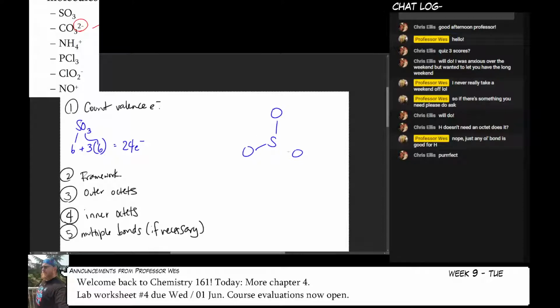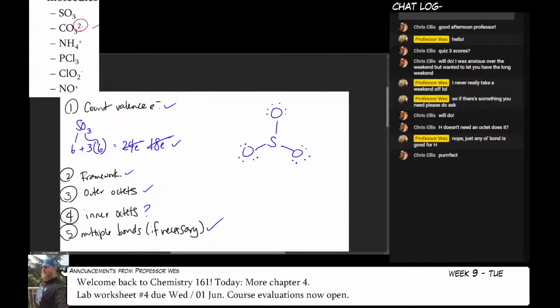We'll connect them, and that's 6 electrons, so there we go. I'm now going to do the outer octet, so I'm going to go 1, 2, 3, 4, 5, 6. There's an octet. 7, 8, 9, 10, 11, 12, 13, 14, 15, 16, 17, 18. That's all my electrons used. We've done all these things. Inner octets, well, I don't have any electrons left, so I can't do that. So I have to go to this step and make multiple bonds.